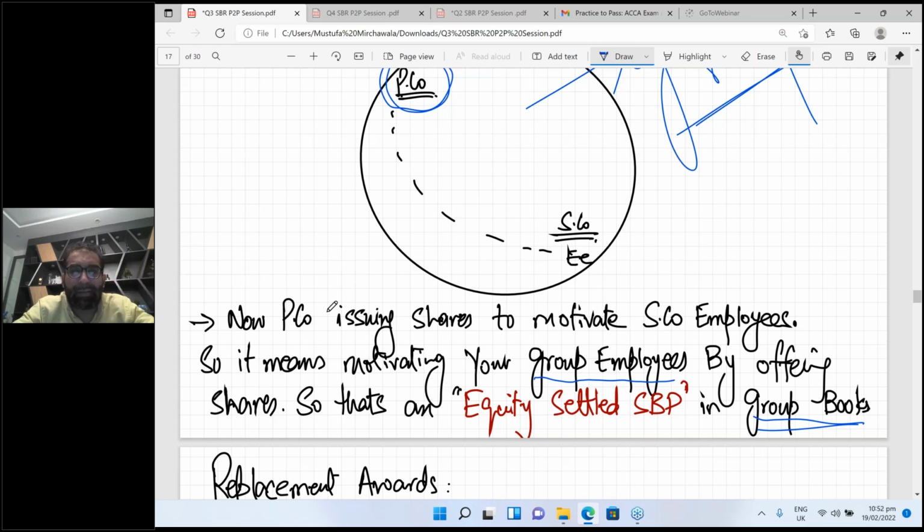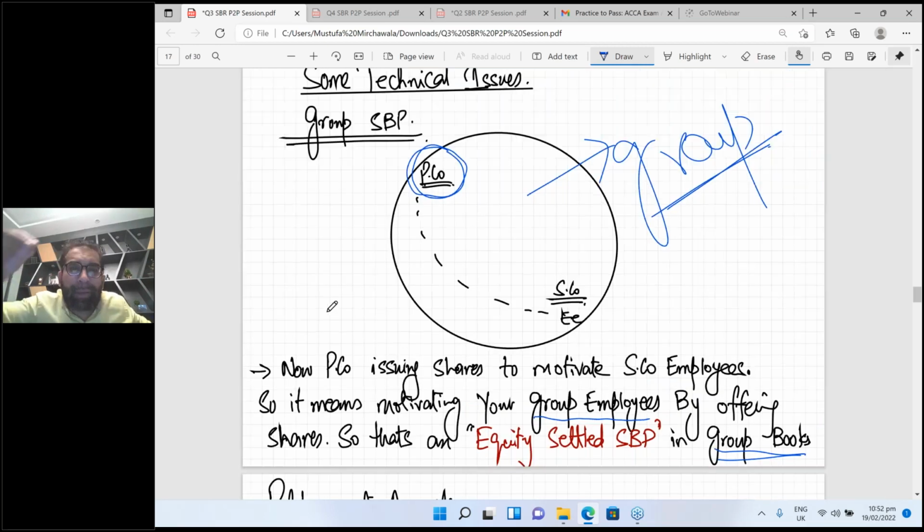Are you getting it? Very simple. P company is one member of the group, and P company is issuing shares within the group. That means group employees, S company employees and P company employees, they all are group employees. They all are working for the group.